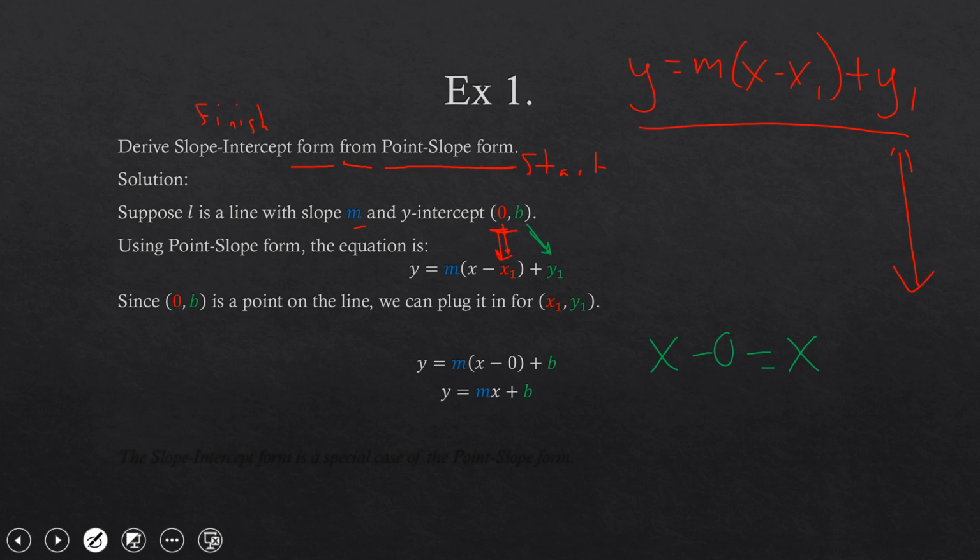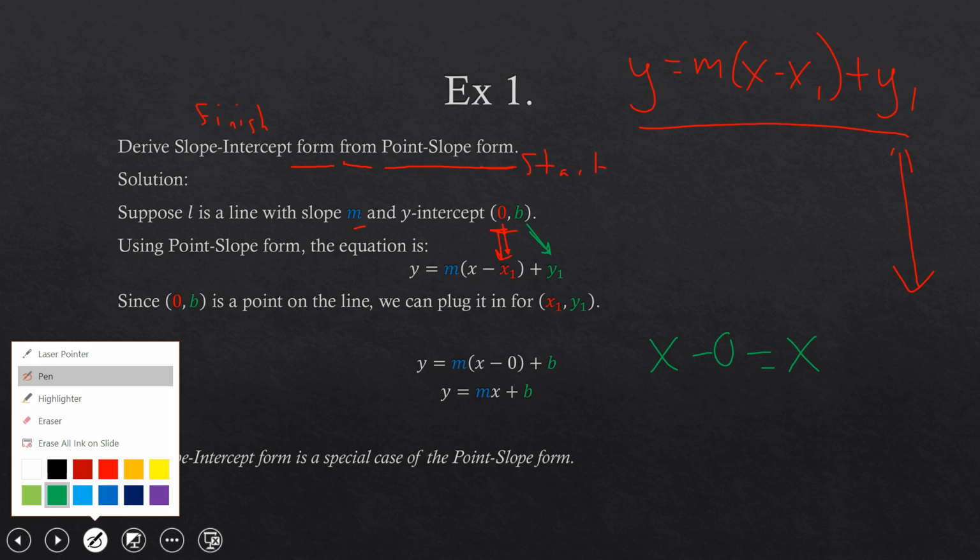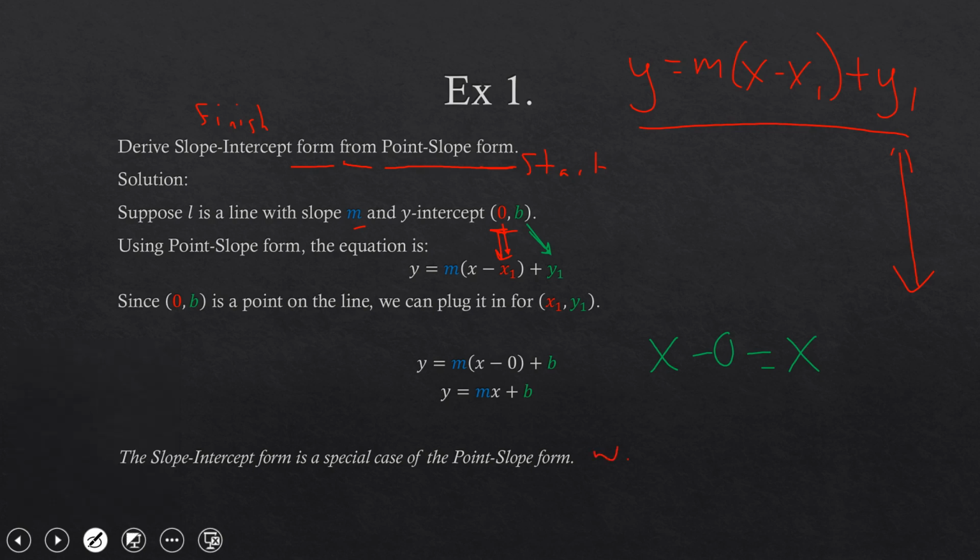So what does this equation become? y equals mx plus b. And so we get the slope-intercept equation from point-slope form when we plug in the particular point, which is the y-intercept. So we get slope-intercept, I'll abbreviate, from point-slope form when we plug in the y-intercept.